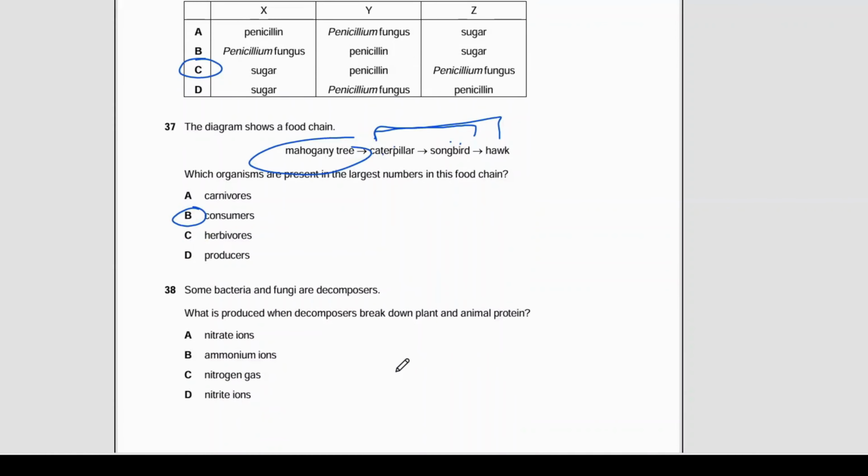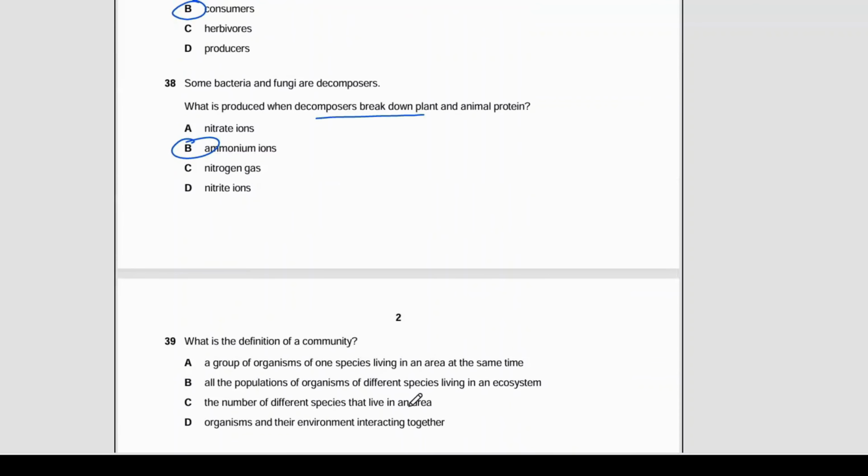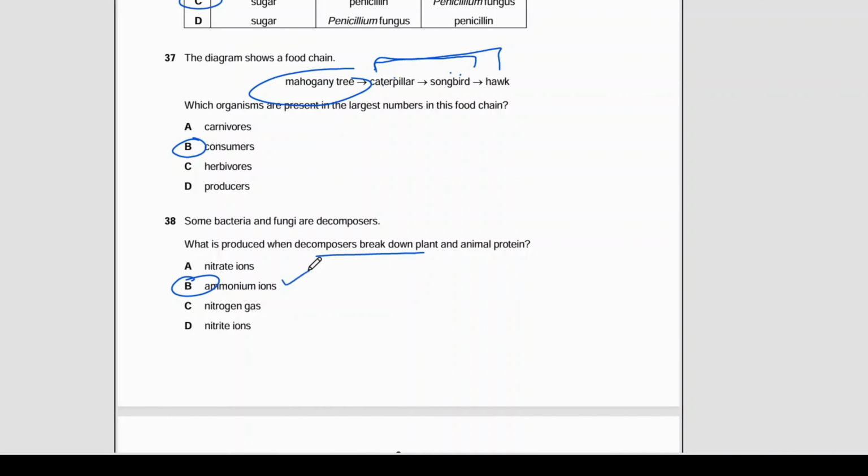Some bacteria and fungi are decomposers. What is produced when decomposers break down plant and animal protein? Plant protein. Yes, they produce ammonium ions. Nitrates are produced by not the decomposers. Exactly. Fixed. Exactly.